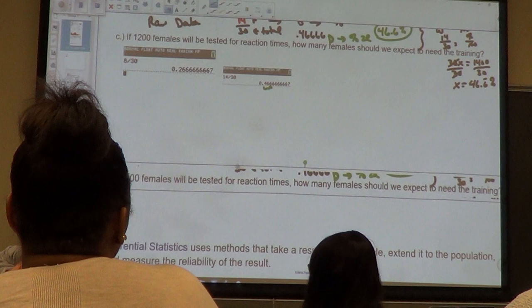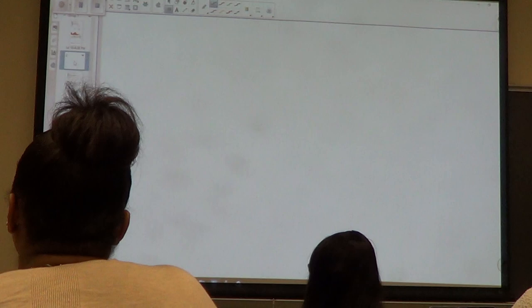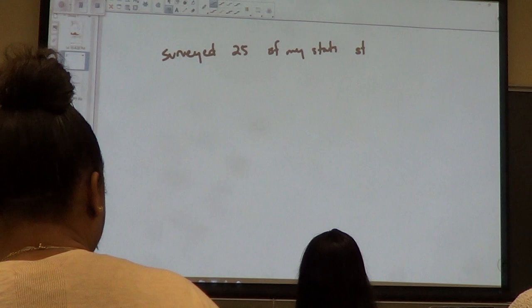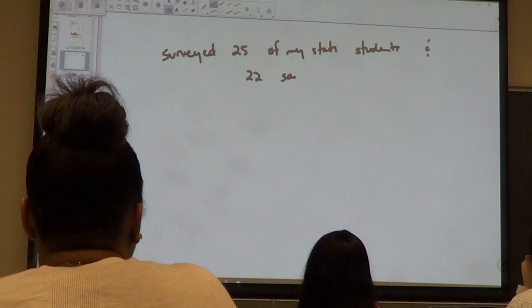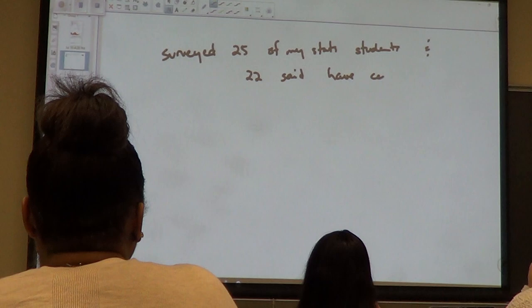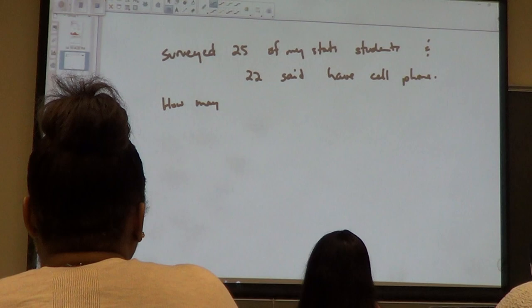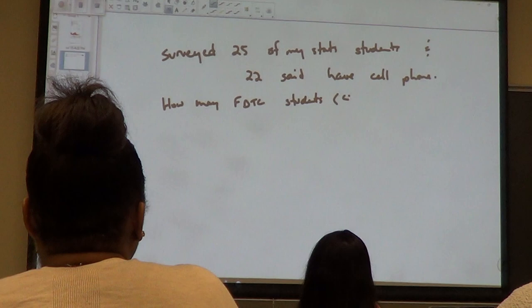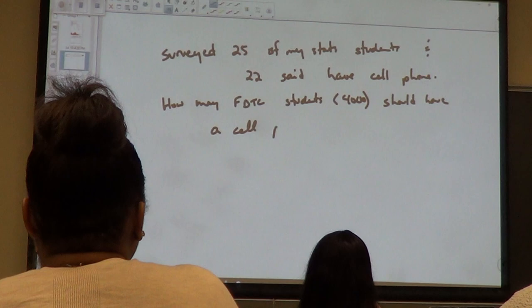Remember when we did the index cards on the first day? And let's say I surveyed 25 of my stat students. And 22 said they have a cell phone. How many FDTC students, let's say there's 4,000, should have a cell phone? So based on what y'all say, how many should have a cell phone?